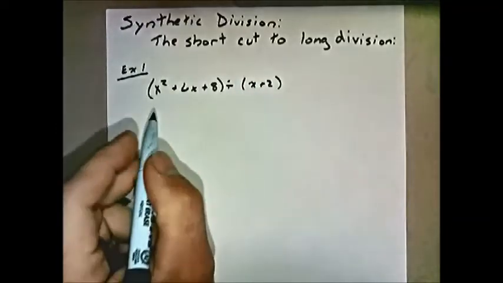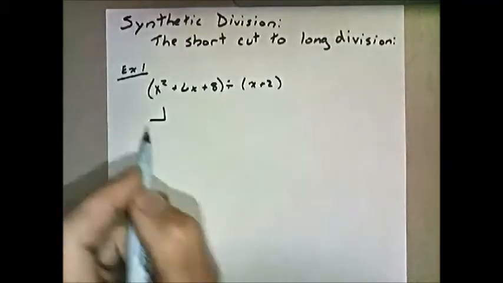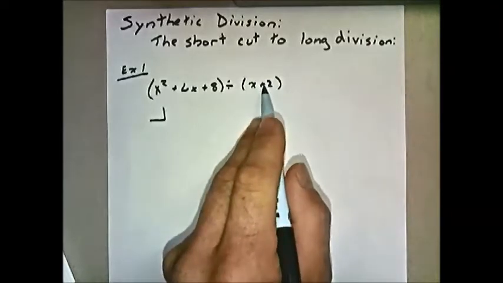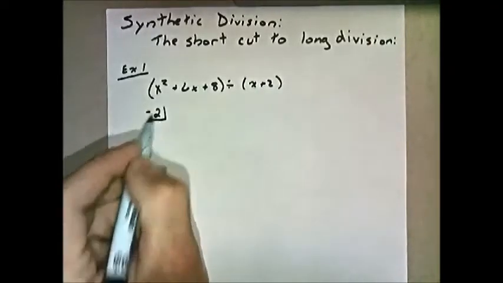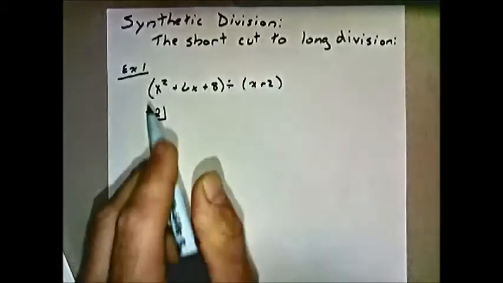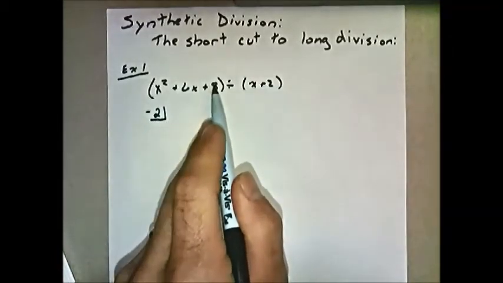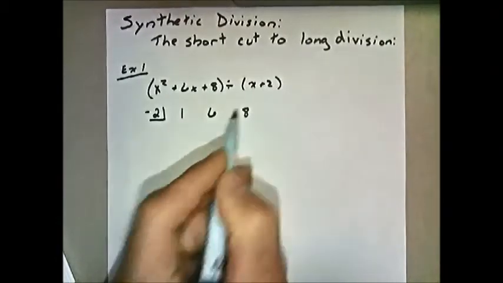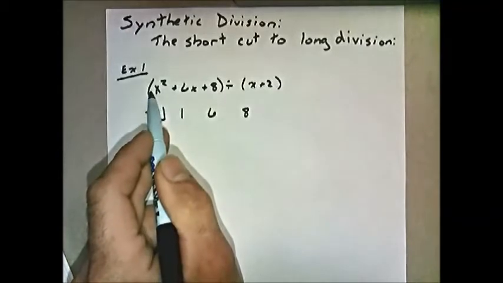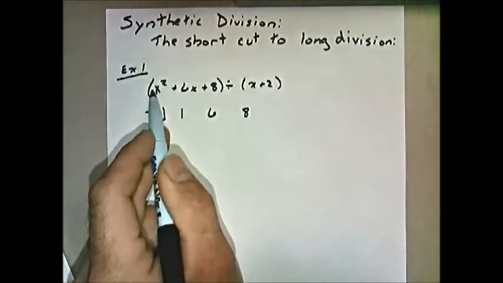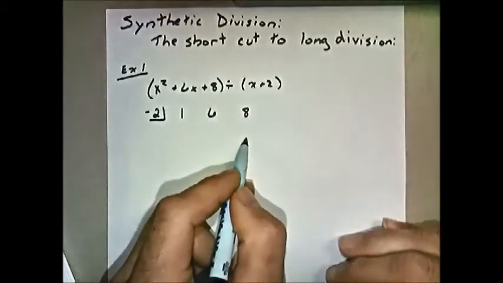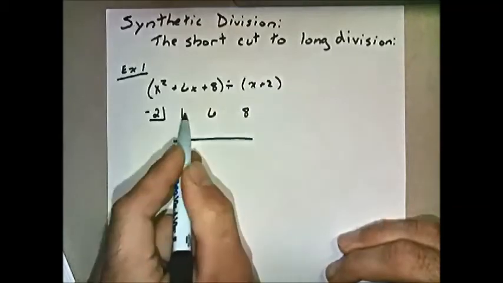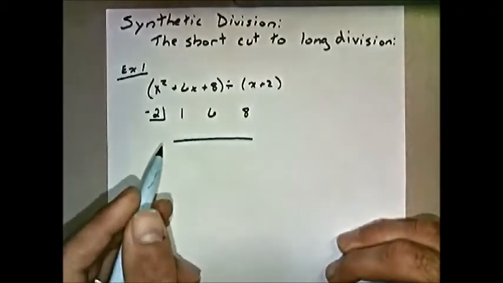In synthetic division, we're going to draw a box, and we're going to take the constant term of the divisor and change its sign. So we're going to put -2 in that box. And then we're going to take the coefficients of the dividend and place them outside of the box, remembering to place a 1 if there is not a number there, and then our 6 and then our 8. We draw a line, leaving a space between the dividend's coefficients and the line.